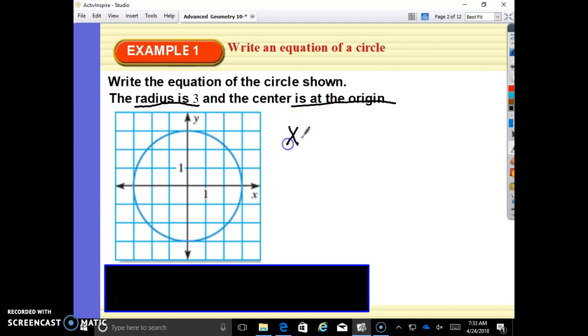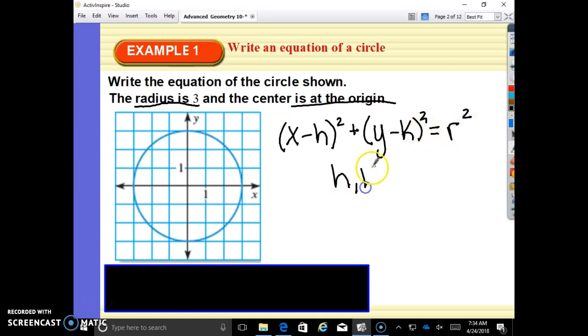Well, it's (x − h)² + (y − k)² = r², where (h, k) is your center. So if my center is (0, 0), it's essentially just x² + y² = r², right? Because the 0 you don't have to put. So when the center is the origin, it's just x² + y² = r².